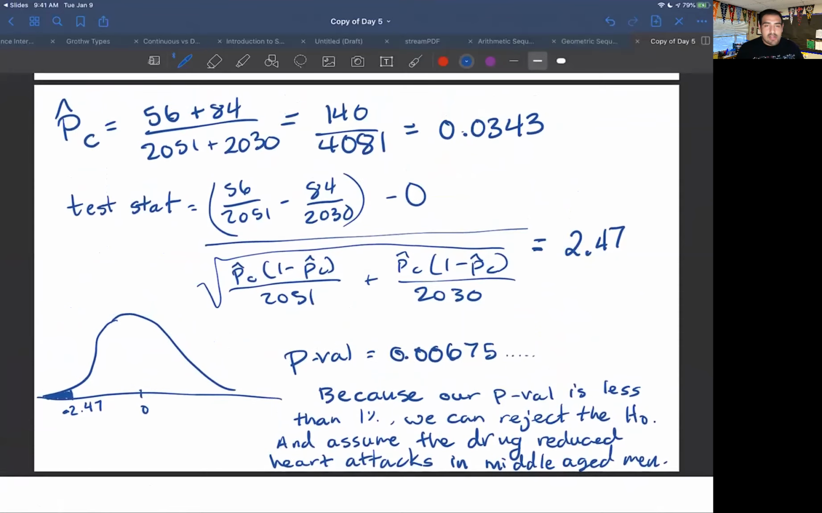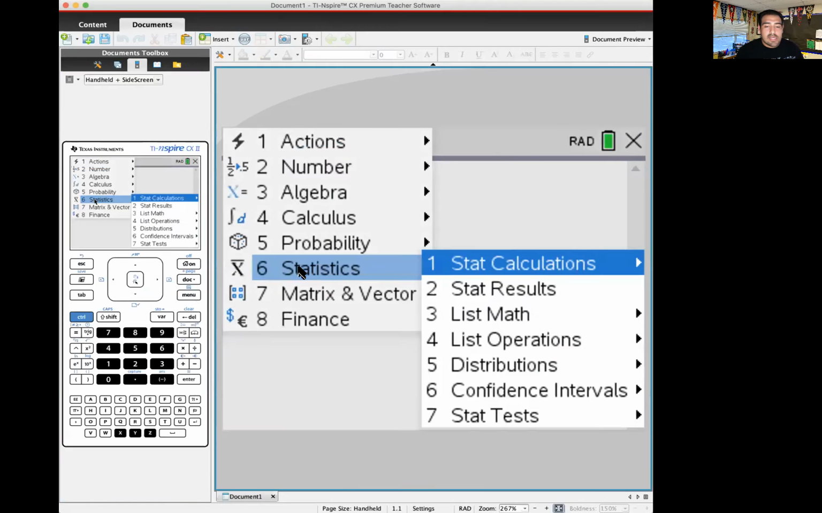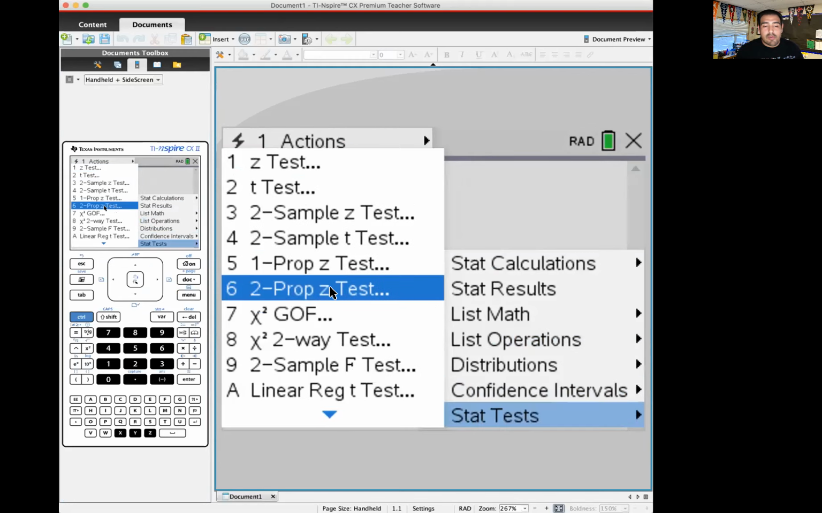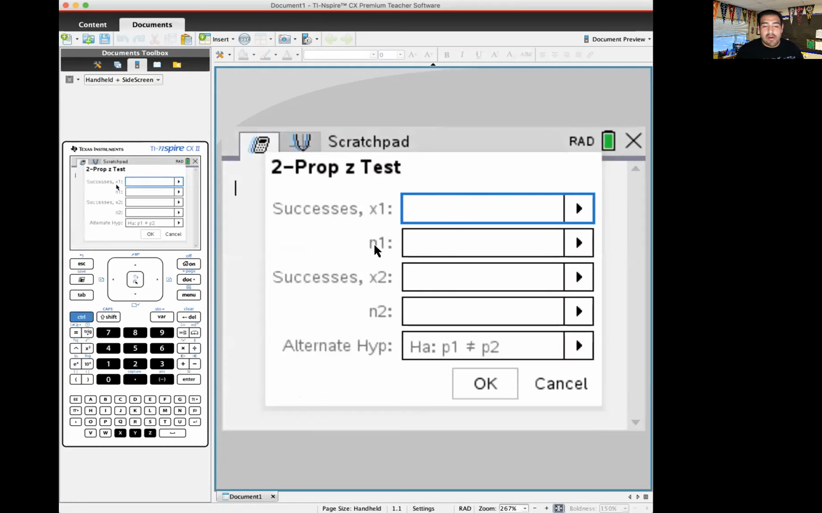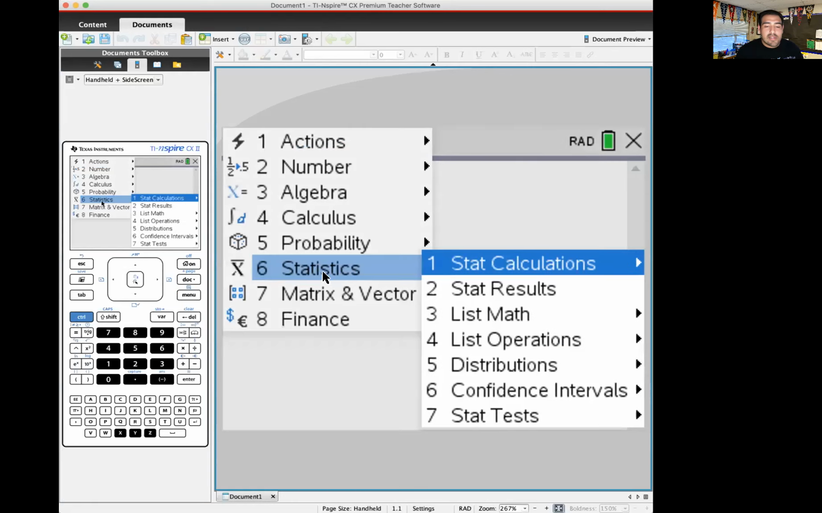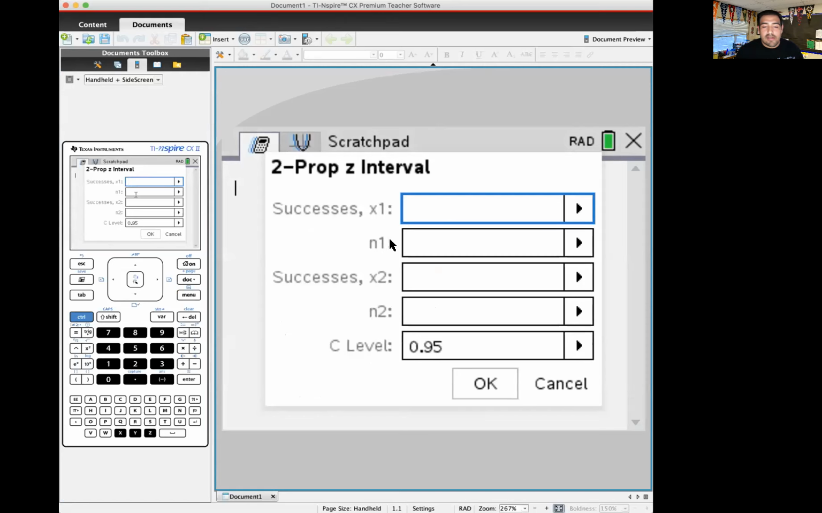If you're looking for how to do this on a calculator, let me go ahead and show you quickly. I'm going to start with the NSPIRE menu, statistics, stats test, a 2 proportion z-test. You're going to input all of your information, your first sample, your second sample, and your alternative hypothesis. If you want to do that confidence interval really quick, stats, confidence interval, 2 proportion z interval. Same information, adding your confidence level.